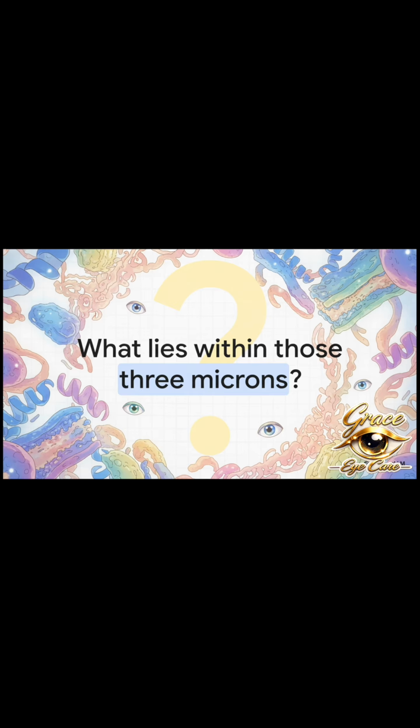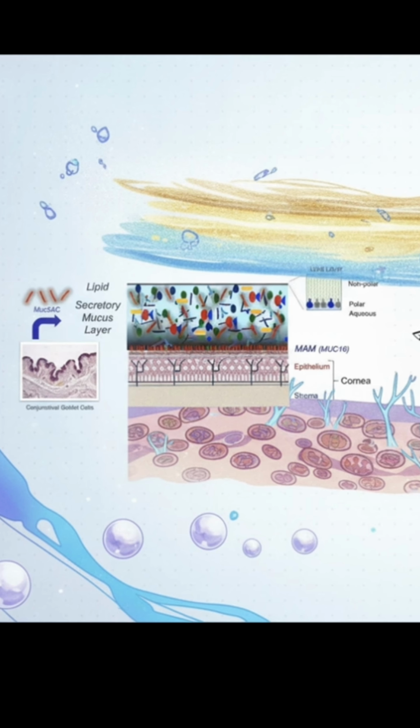Although the tear film is extremely thin, it is a highly organized structure. Traditionally, it is described as having 3 layers. The outermost lipid layer is produced by meibomian glands. Its primary function is to reduce tear evaporation and provide a smooth optical surface.